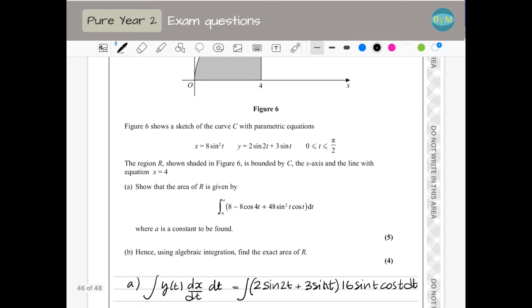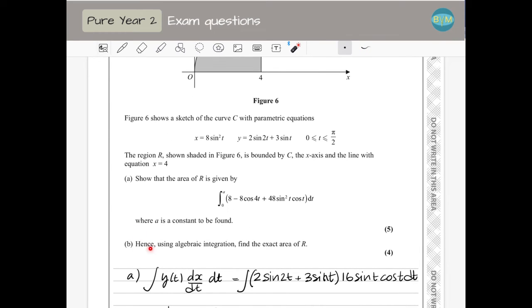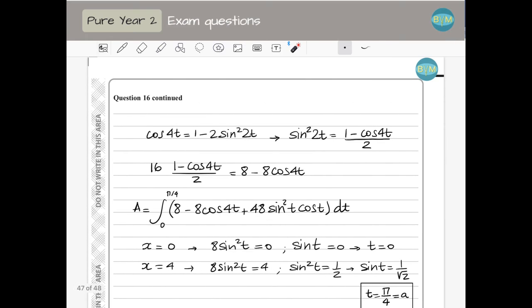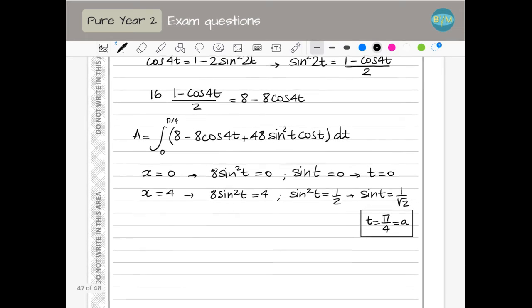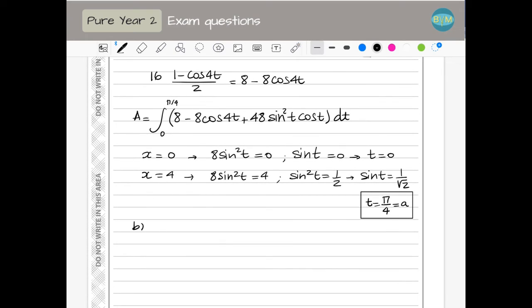And then for b, they are asking me, hence, so using this because otherwise I don't know how to integrate, find the exact area of R. So we are going to find the area integrating that function, which is not difficult now. If I integrate that, I can integrate each term.